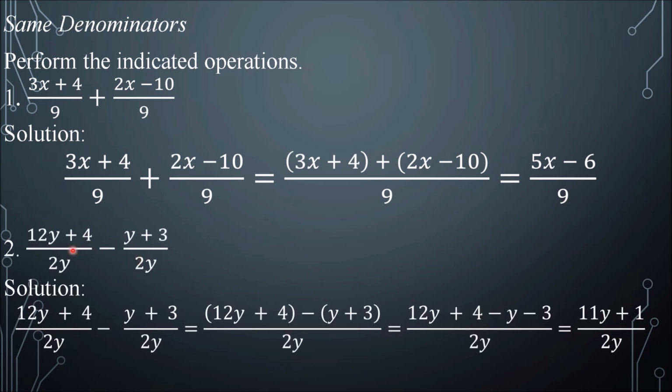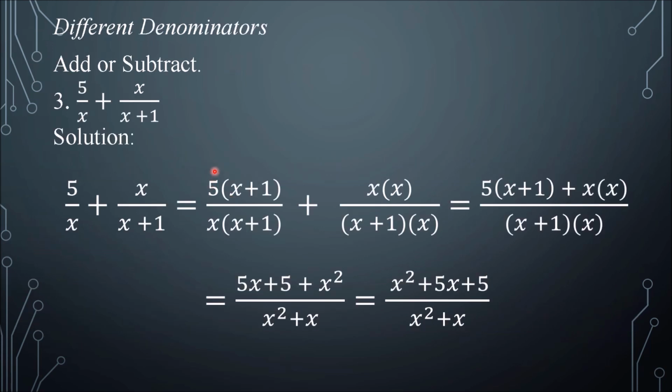So number 2, (12y + 4)/2y minus (y + 3)/2y. So they have the same denominators again, 2y and 2y. So all you need to do is to subtract the numerators and copy the denominator. So we have 12y + 4 minus y + 3. Now, do the operations. 12y minus y is 11y. 4 minus 3 is 1. So the final answer is (11y + 1)/2y.